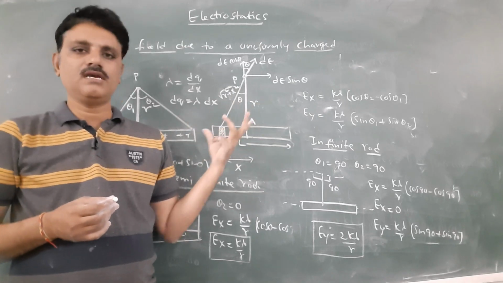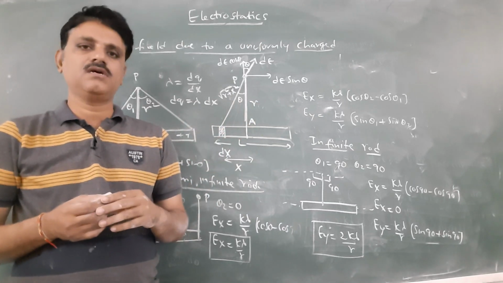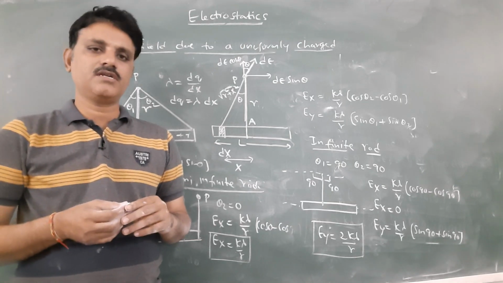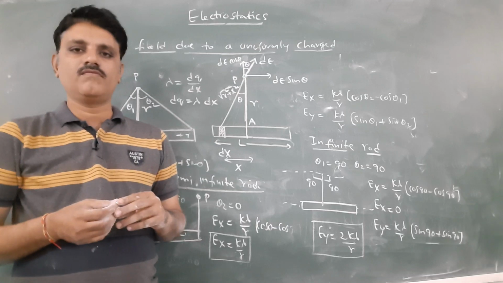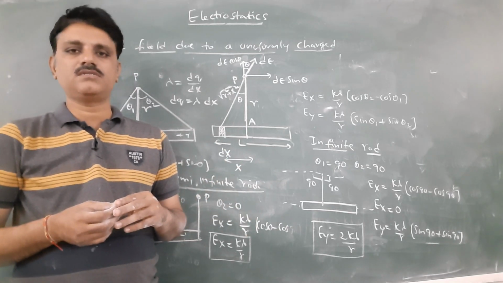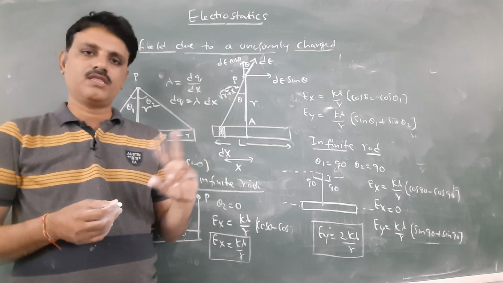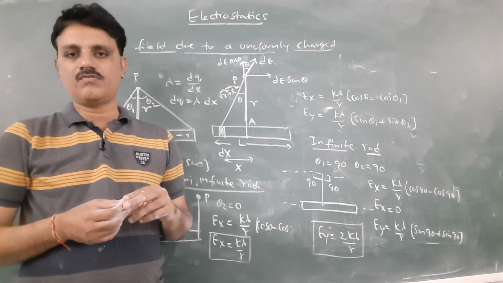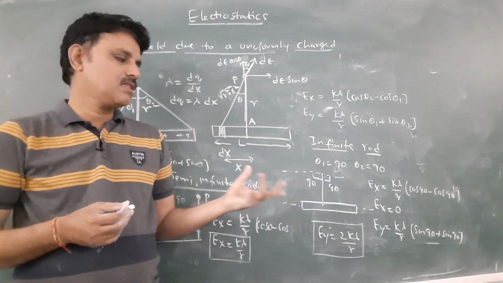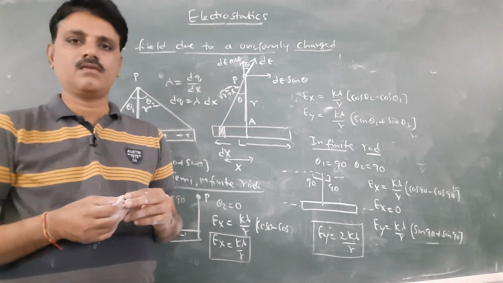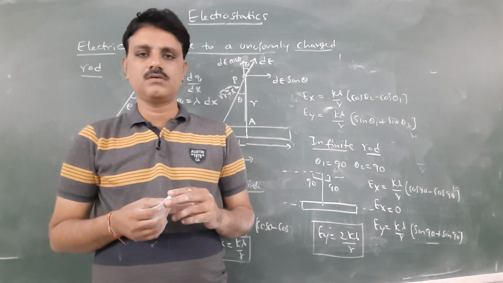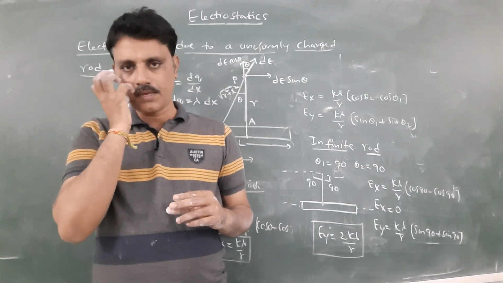Based on the different cases, the theta 1, theta 2 values will depend. If theta 1 and theta 2 are equal, that is the equatorial line. If theta 1 is 90 degrees and theta 2 is 0 degrees, that is a semi-infinite wire. If both angles are 90 degrees, then it is an infinite wire. In the three cases we discussed the values of Ex and Ey. Okay students, let us go to the problems, and later we will go to the next concept.